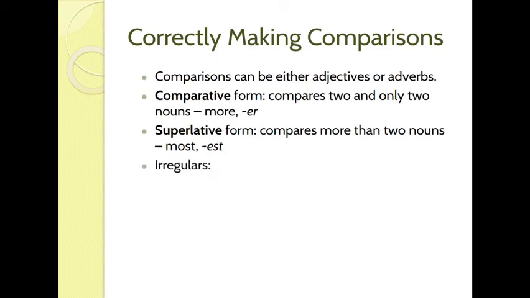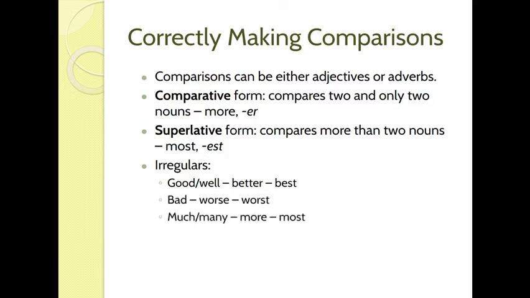There are some irregular comparisons to keep in mind. Good and well become better and best. And we'll talk about the difference between good and well here shortly too. But they both become better or best. That's no real relation to good and well, but that's how we use them. Bad goes from worse to worst. Much or many becomes more or most when we're making those comparison forms. Little becomes less or lesser and becomes least in that superlative sense.